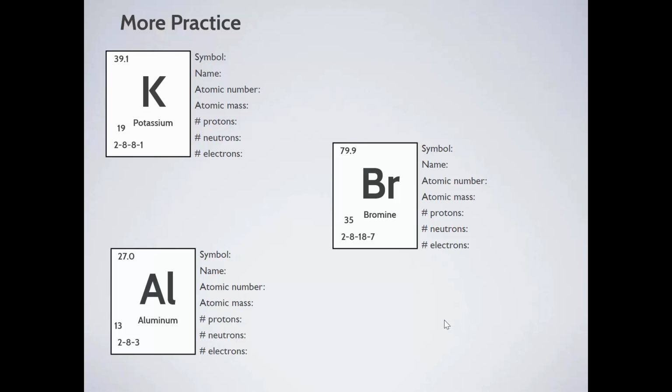All right, did we do okay? Potassium? All right, potassium, Olympia. What is its symbol? Its name? Its atomic number? Its atomic mass? Its number of protons? Neutrons? 20. Electrons? 19. Olivia. For the atomic mass, its atomic mass is 39.1, but when we're using that to calculate neutrons, we round it down. Okay, do bromine.